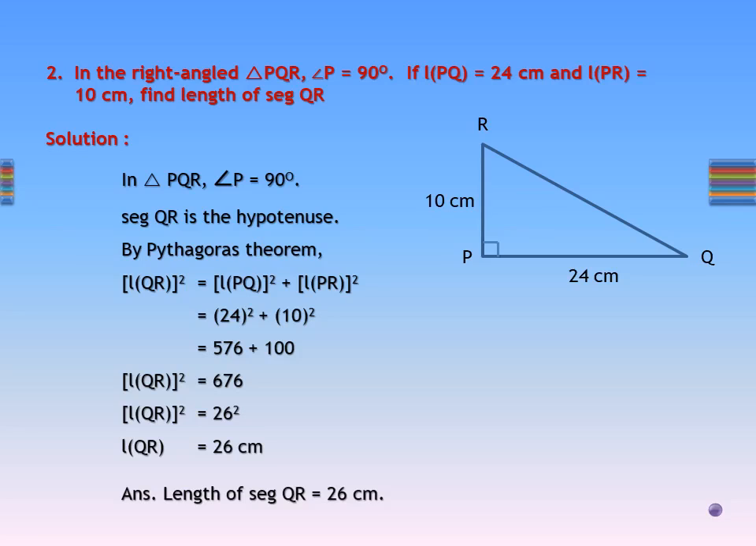And if you find the square of 24, it comes to 576. So 24 square is 576 and 10 square is 100. So it comes to 576 plus 100, which is 676. So length QR square equals to 676. And 676 is the square of 26. So we can write length QR square equals to 26 square. Now let us remove the square from both the sides. So length QR equals to 26 centimeter. Therefore, the length of segment QR equals to 26 centimeter.